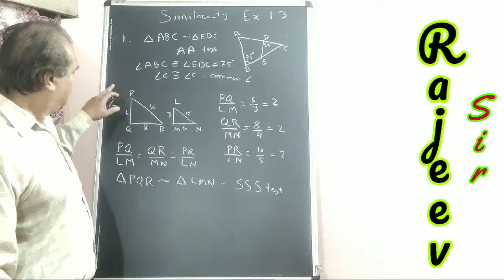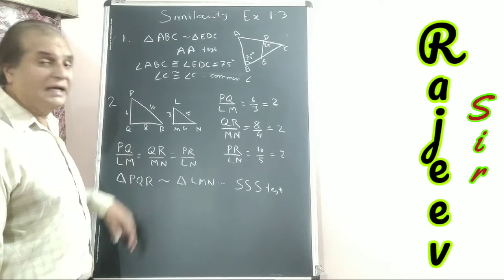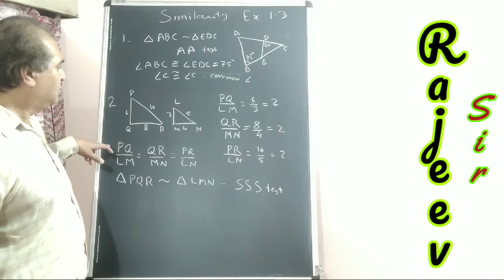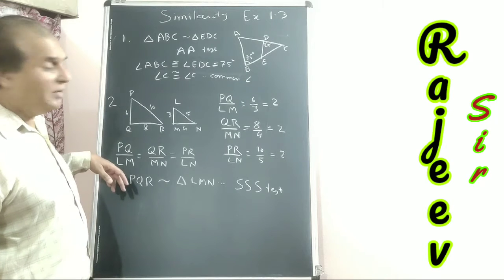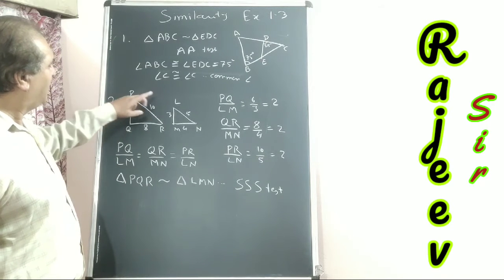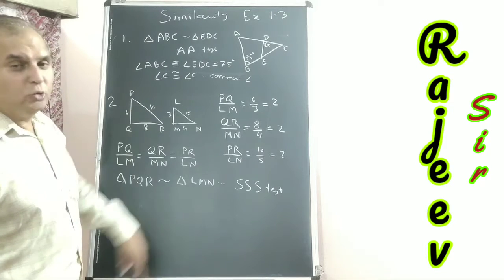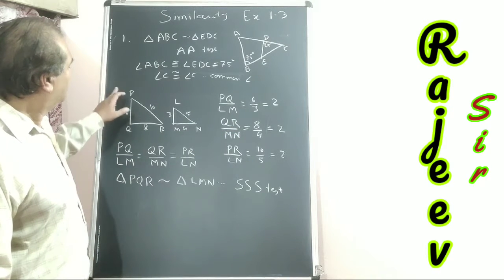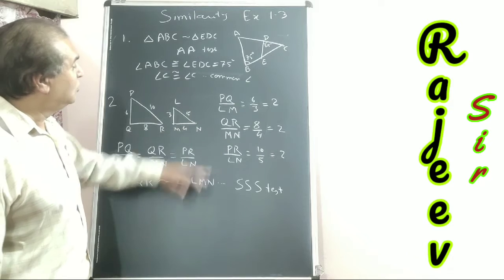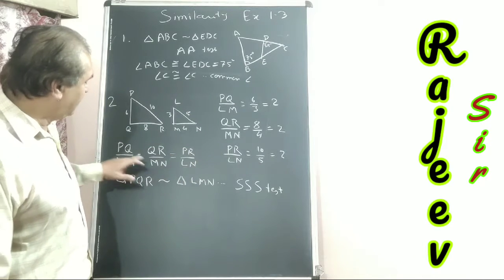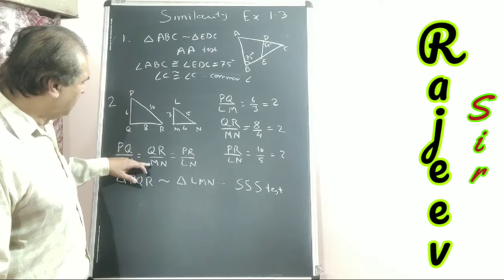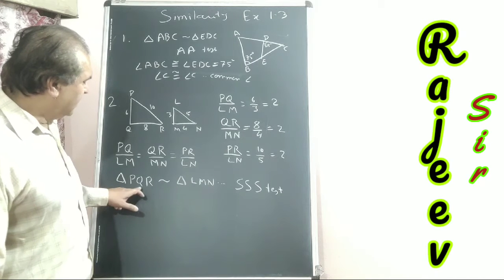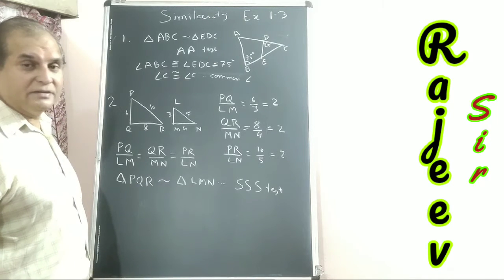Second sum is also simple. Figure is given, triangle PQR, triangle LMN. Dimensions are even given. Now you have to state whether the triangles are similar and by which test. So I will take PQ upon LM, that is 6 upon 3, 2. QR upon MN, 8 upon 4, that is 2. PR upon LN, 10 upon 5, that is 2. All three ratios are equal, so sides are in proportion. Nothing is given about angles, but sides are in proportion. So triangle PQR is similar to triangle LMN by the SSS test.